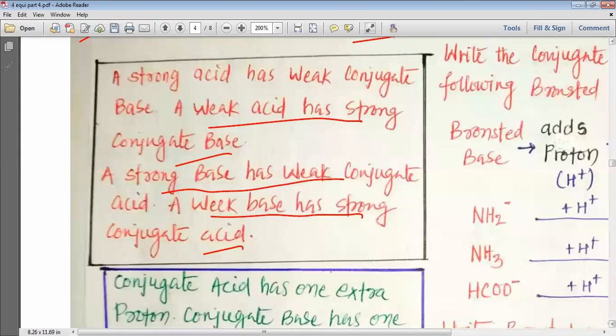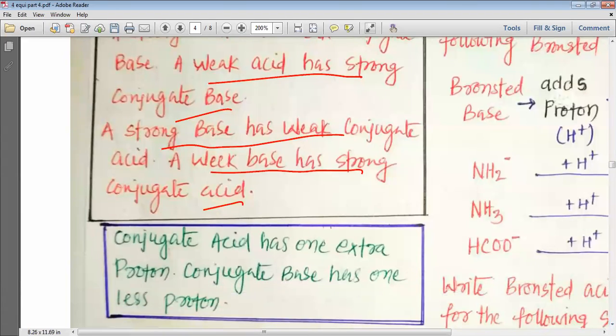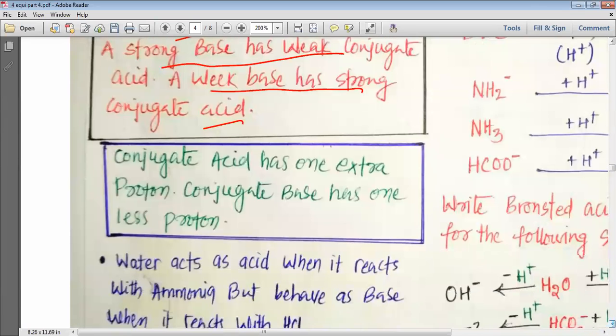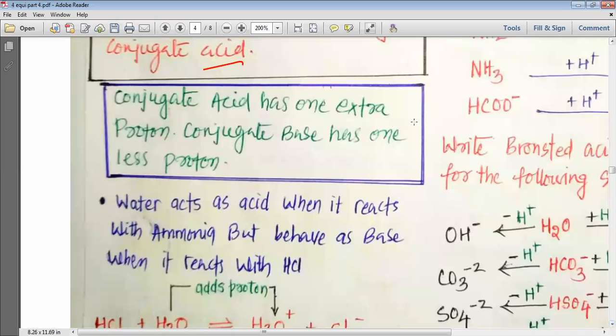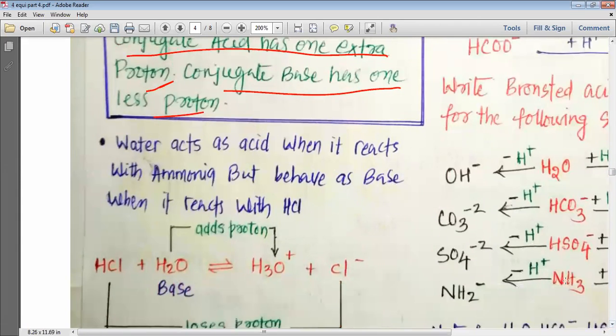Please remember this, that if you have an acid which is strong, then its conjugate base is going to be a weak base. If you have a base which is weak, then its conjugate acid is going to be a strong acid. If you have a strong base, then its conjugate acid is a weak acid, but if you have a weak base, then its conjugate acid is a strong acid. Conjugate acid has one extra proton. Please remember that a conjugate acid has always one extra proton and a conjugate base has one less proton. So you can identify the conjugate base by having less proton than the conjugate acid.